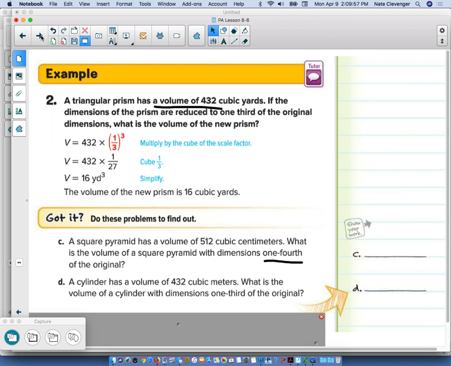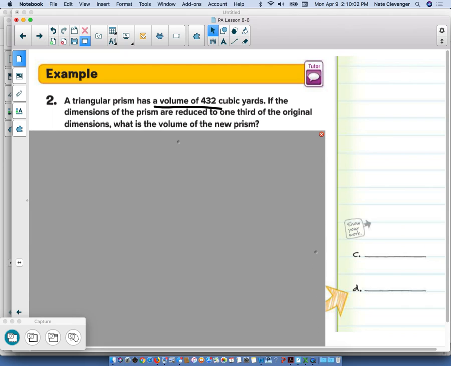Now, when it comes to converting volume by a scale factor, or changing volume by a scale factor, it's very similar here. We have a triangular prism that has a volume given to us of 432 cubic yards.